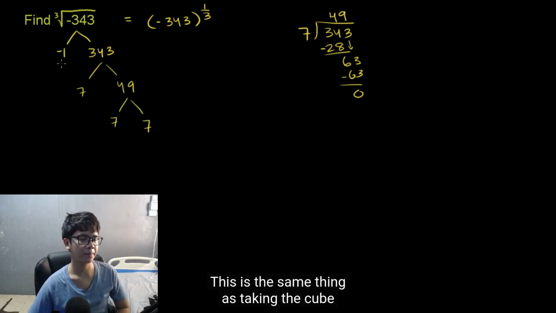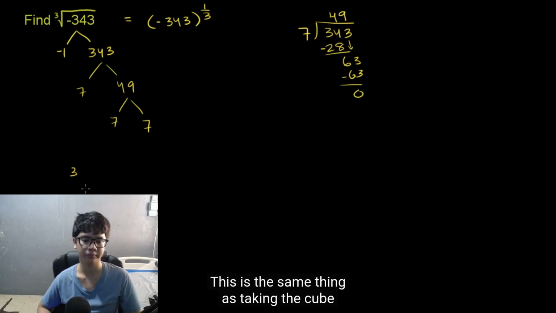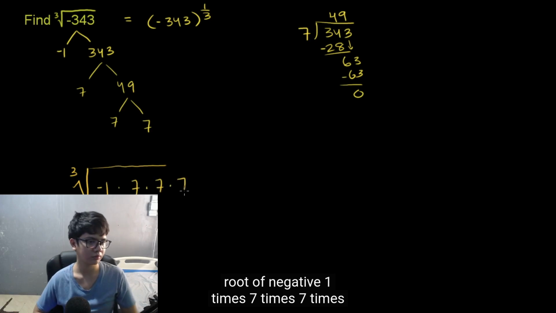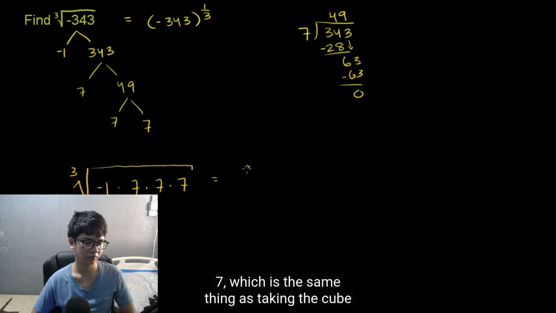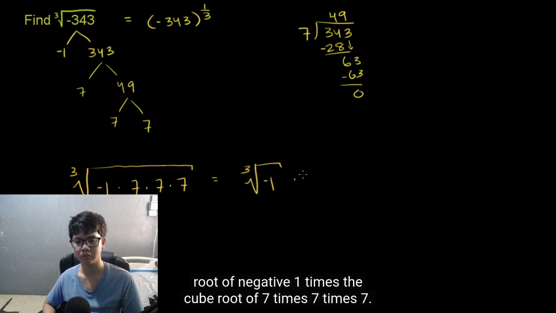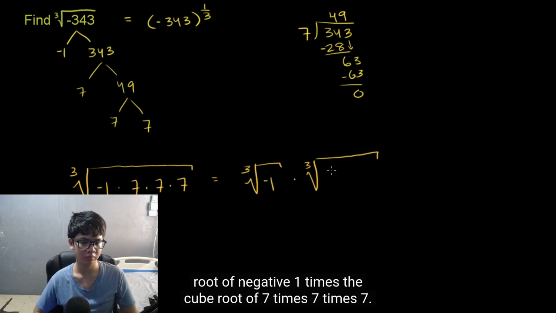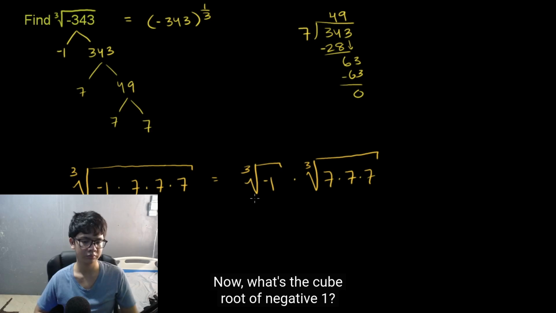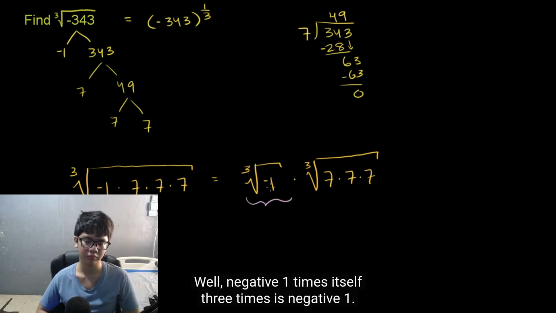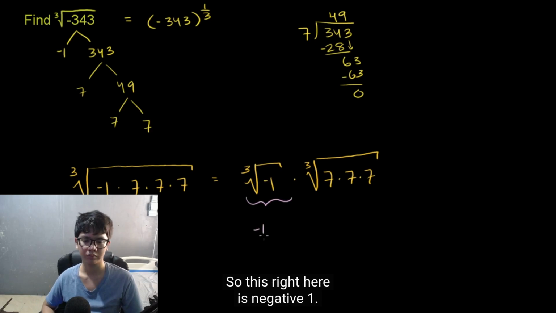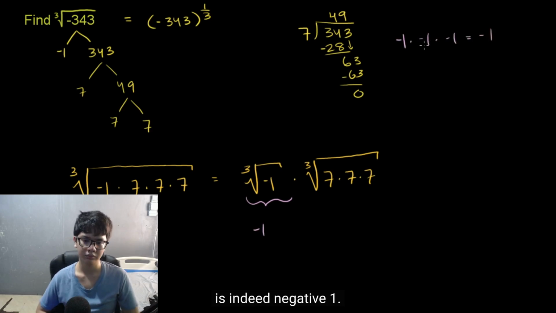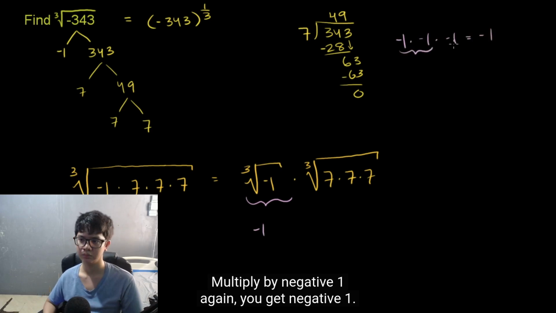This is the same thing as taking the cube root of -1 times 7 times 7 times 7, which is the same thing as taking the cube root of -1 times the cube root of 7 times 7 times 7. Now what's the cube root of -1? Well, -1 times itself 3 times is -1. So this right here is -1. You can verify -1 times -1 times -1 is indeed -1. This becomes +1, multiply by -1 again, you get -1.